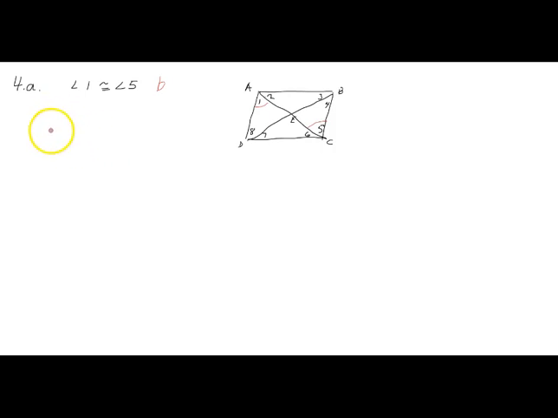Let's look at number 5, just to take a look at that. Number 5 says angle 2 and angle 6. Those are alternate interior angles. And angle 2 and angle 6 are the transversal that cuts across parallel line AB and CD. So the answer to number 5 would be A.